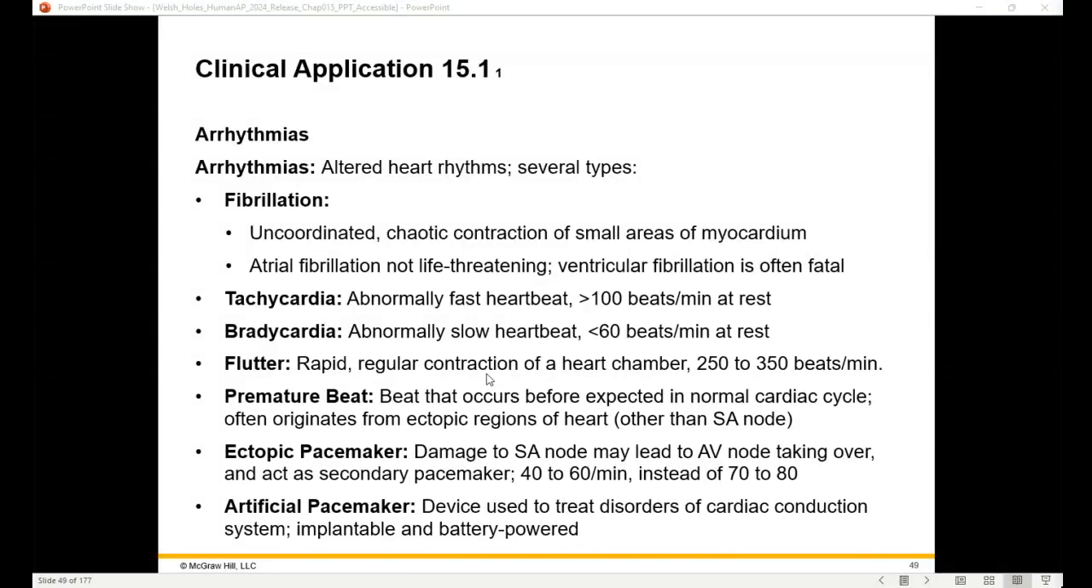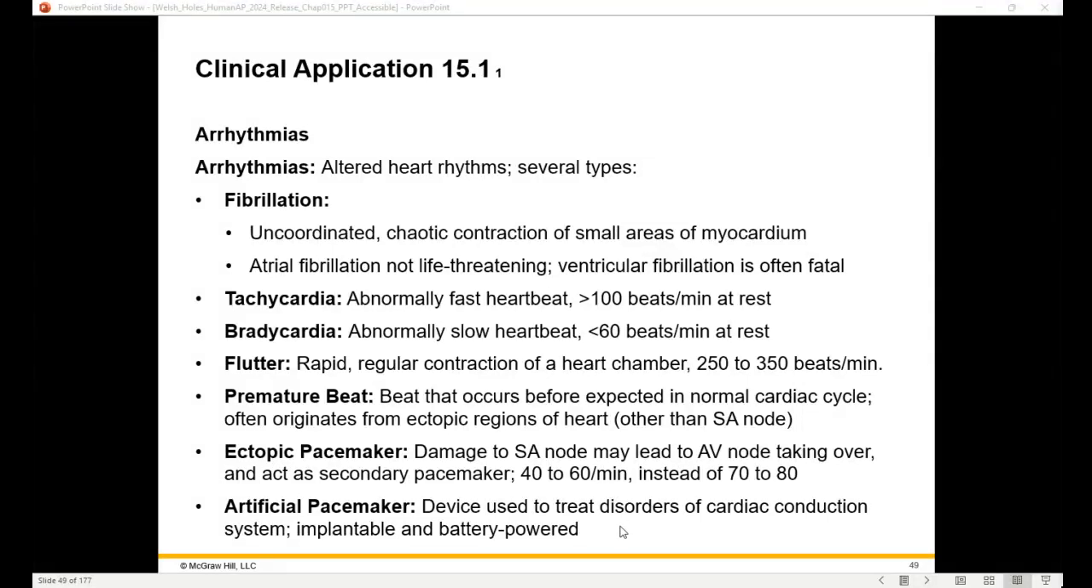A flutter is a rapid, regular contraction of a heart chamber, 250 to 350 beats per minute. A premature beat is a beat that occurs before expected in normal cardiac cycles, often originating from ectopic regions of the heart other than the SA node. With an ectopic pacemaker, damage to the SA node may lead to the AV node taking over, and this acts as a secondary pacemaker, at 40 to 60 per minute instead of 70 to 80.